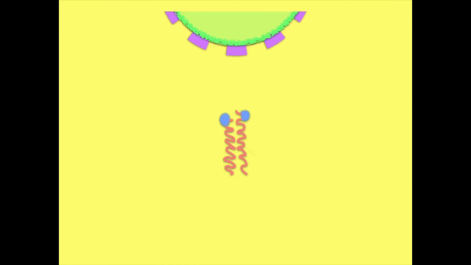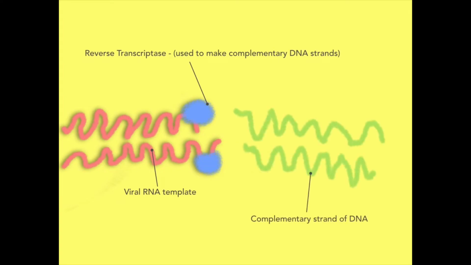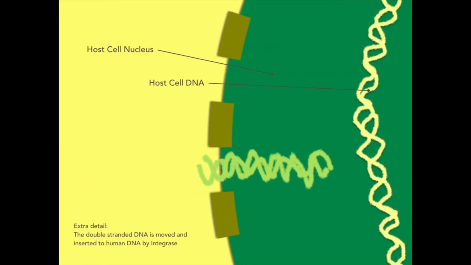Once in the cytoplasm, the reverse transcriptase is then used to make two complementary strands of DNA from the two viral RNA templates. These can join together by hydrogen bonds between the base pairs to make a double-stranded DNA. Now, the double-stranded DNA is inserted into the human DNA in the nucleus. This may be done by the enzyme integrase.